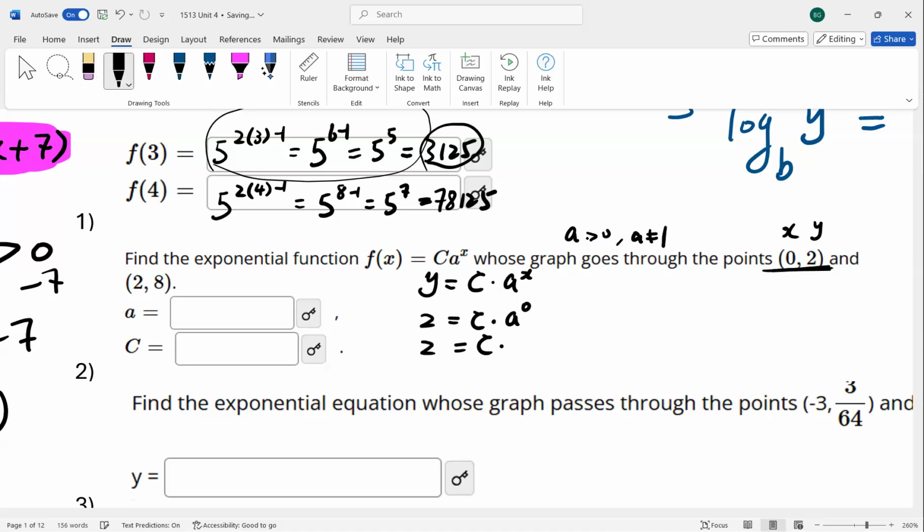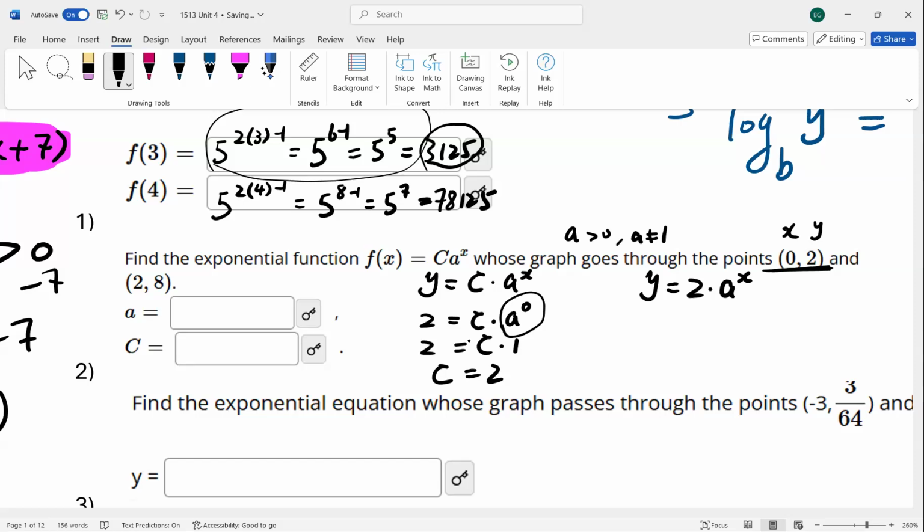That gives this part 1. If a is non-zero, then raising it to the power of 0, we would have 1. So we have 1 here. And you know what? Actually, we got the value of c already. The value of c is 2. Okay. So the function now is y equals 2 times a to the power of x.